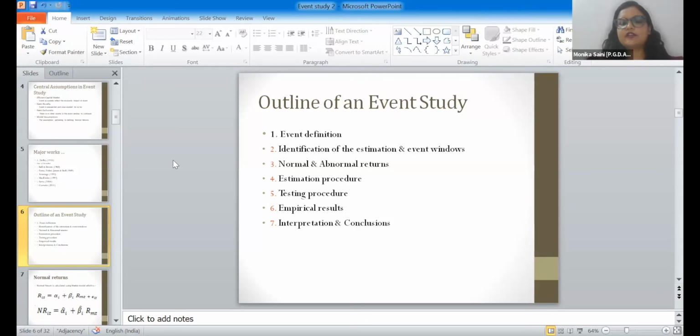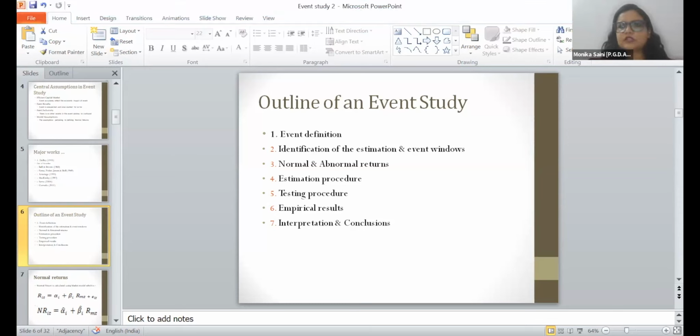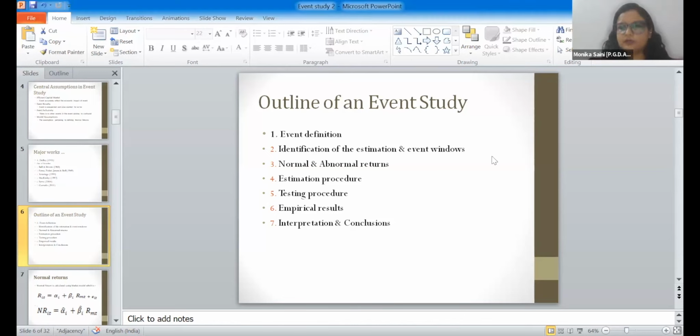Then after doing that, I'll be identifying my estimation period and event window. What is estimation period and event window? Estimation period is basically the time period which will help us to calculate the normal return. Okay, so the period after the zero date, I'll be telling you about this in Excel also. Let me show you.